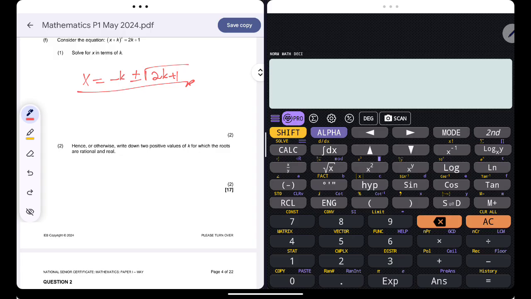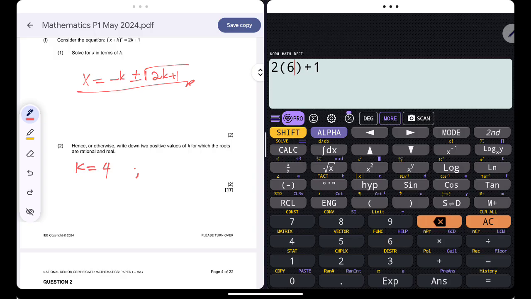Are you together? So how can I find a perfect square? I'll simply say 2 multiply, and then I have a 1 there. All I need to do is to just keep on substituting different values that will give me a perfect square. Whenever I substitute 1, I'll get 3 as my answer, and 3 is not a perfect square, right? So whenever I substitute 2, I get 5, 3 gives me 7, 4 gives me 9. So k can be equal to 4, and 4 will give me a perfect square, right? They said they want how many answers? Two positive values. This is the first one.